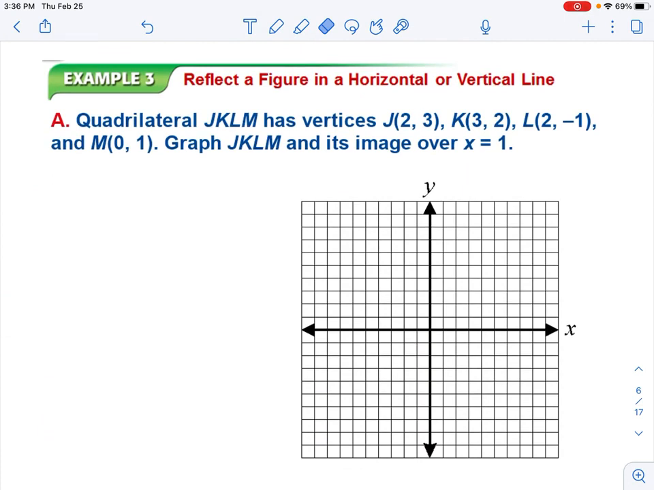So how do we do this? Well, this is actually a pretty easy lesson. We mostly just need to review how to graph coordinates. So we have quadrilateral JKLM with these vertices. 2, 3 is J. Notice I'm labeling them. You must label them as well. 3, 2 is K. L is 2, negative 1. And M is 0, 1.